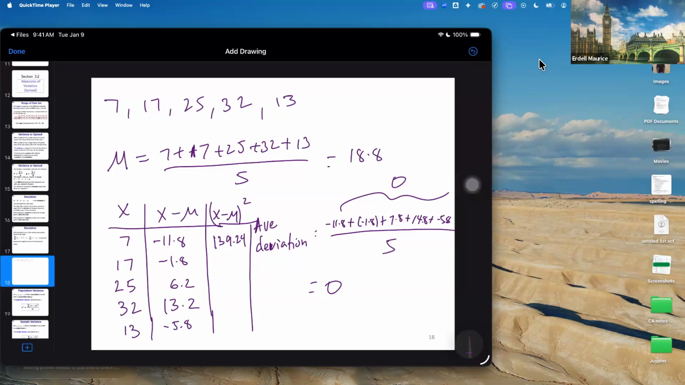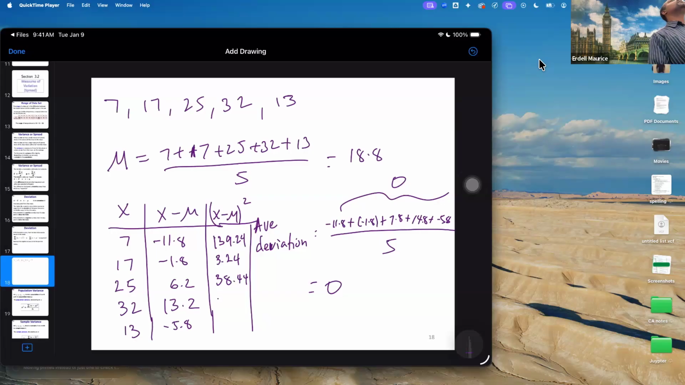All right, what's the numbers? What's 1.8 squared? 3.24. 6.2 squared? 33.6. That six squared is 36. That'll be higher than 36. What's it going to be? 38.44. 13.2 squared.